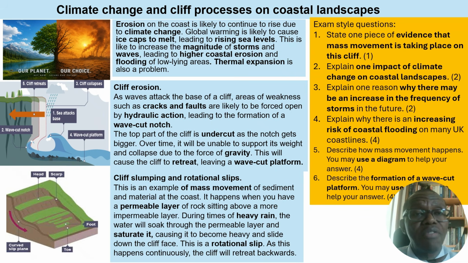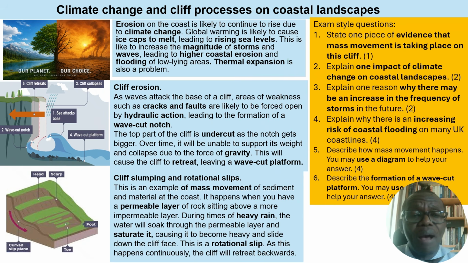Now, of course, if we have a rise in sea level or thermal expansion, then it means that the intensity and the frequency of storms here in the UK will also increase. And if we are talking storms here, we are talking about the fact that there will be more destructive waves coming into the UK. And if there are more destructive waves, then the coastline is likely to be affected quite drastically, and a lot more erosion is likely to take place. Now, the types of erosion that are going to take place here are related to cliff processes, especially when talking about climate change. And the first one that we are going to look at is cliff erosion.